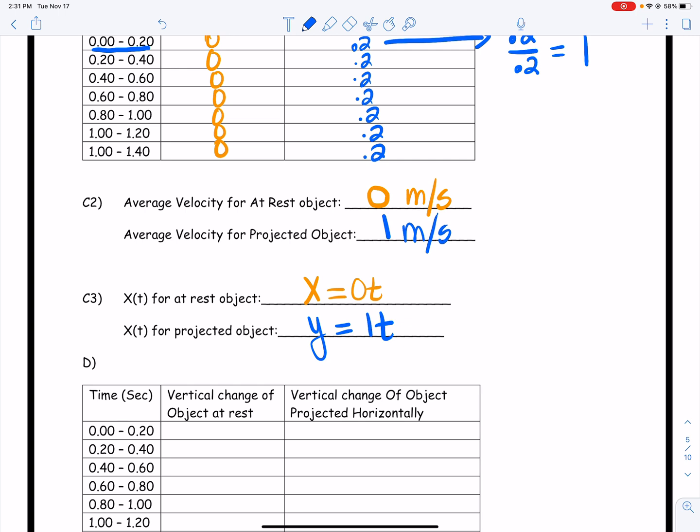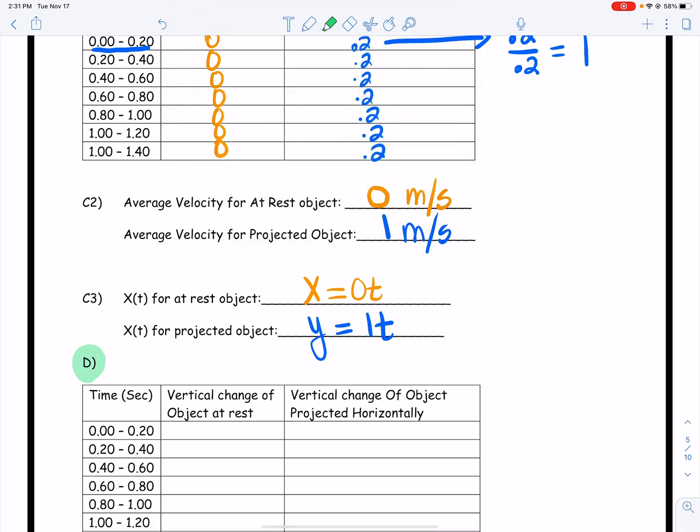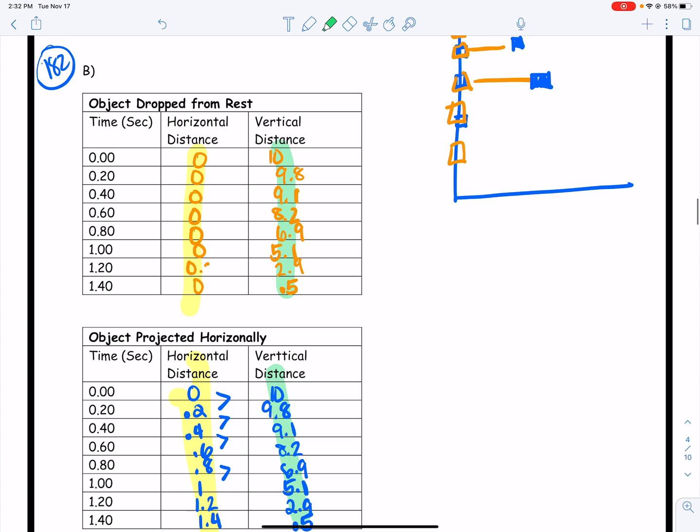Okay, so now d is a little bit different. So I'm going to use like this color. D is a little bit different because now it wants the vertical change of the original ones. The nice thing about D is that if you look at those tables, they should be the same. So what is my change between the first 2 points?